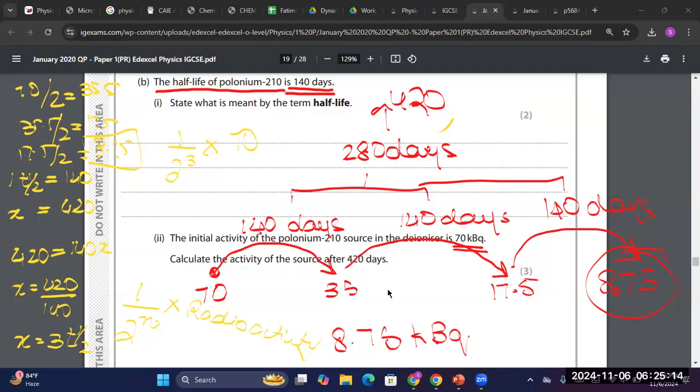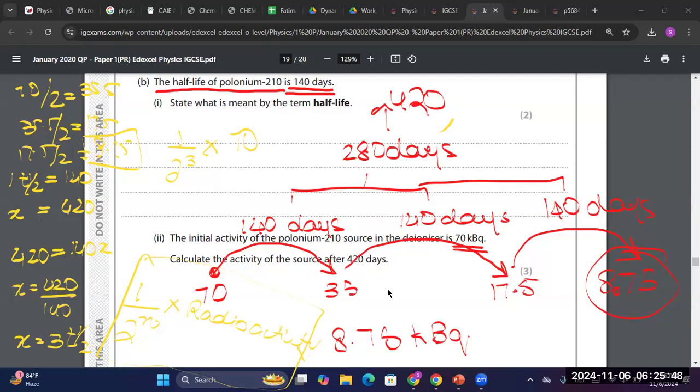So that means in 420 days, 3 half lives would have passed. So you can simply use this formula then: 1 divided by 2^n multiplied by whatever the radioactivity is. n is going to be the number of half-lives. So 1 divided by 2 cubed multiplied by 70, and you'll get the same answer, 8.75. Use whichever method you guys find easier. If you find it easier to use the formula, use the formula. If you find it easier just to keep on dividing by 2 until you get to the value, do that process.